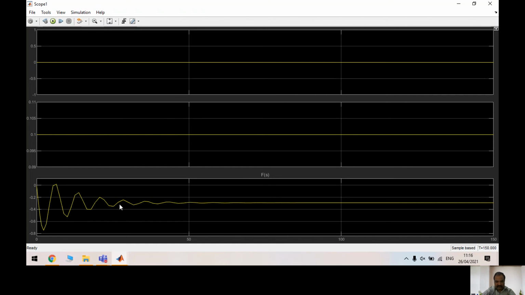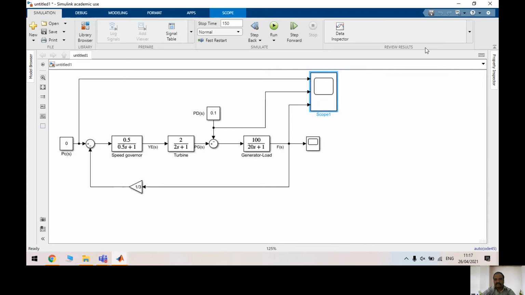See the final value here. What is the final value? It is minus 0.3, which means it is decreasing by 30%. Minus 0.3. What is the change in frequency? Minus 0.3 per unit. Okay. I hope you have understood now how to compute the change in frequency. So just because there is a change in demand, see there is a huge change in frequency. Nobody wants to have this change in frequency, isn't it? Everybody wants to control the frequency.